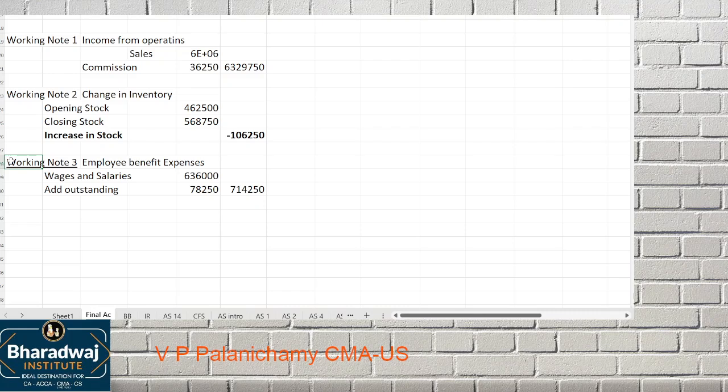Any other employee benefit expenses given? Like bonus, commission to employees, perquisites given to employees, retirement benefits given to employees. Any other thing that is there? No. So no other thing. Next. What is the next one?